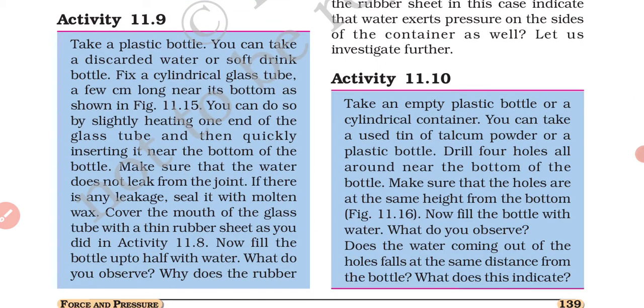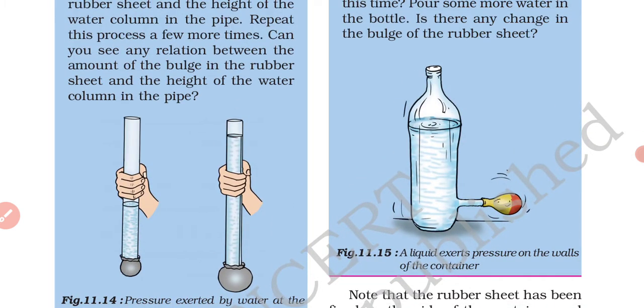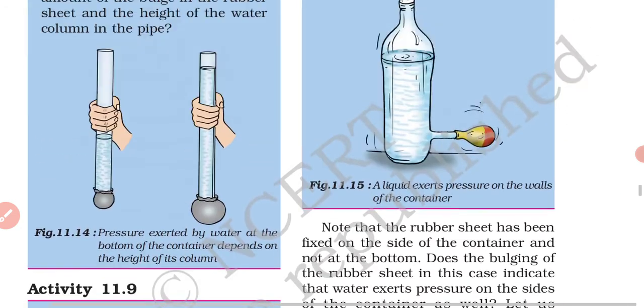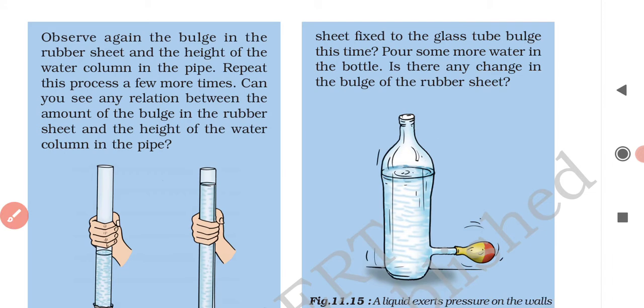Activity 11.9. This activity is used to demonstrate that a liquid exerts pressure on the walls of its container, or the sides of its container. So you have to take a plastic bottle just like this. This is the plastic bottle. You have to take a plastic bottle, like a water bottle or any other soft drink bottle.